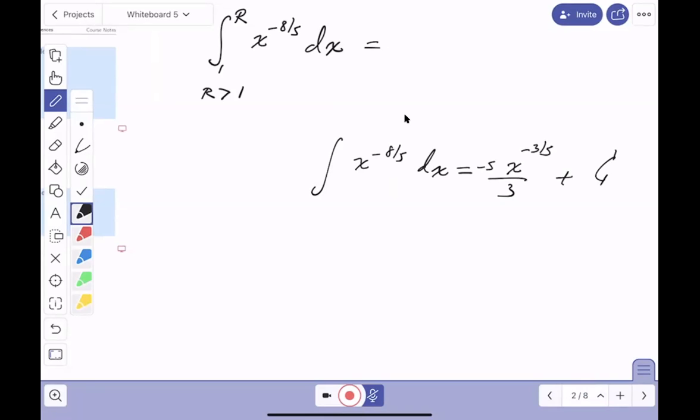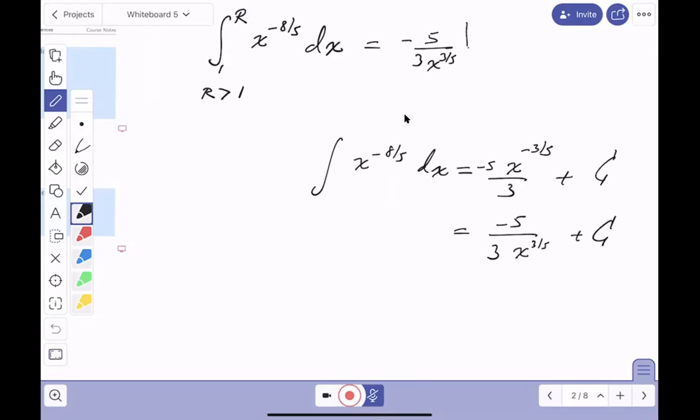Of course, I'm going to write it a little bit differently. I'm going to write it as minus 5 thirds x to the 3 fifths plus c. I'm going to go up here and write this down now. Now, what am I going to do? Well, I'm going to write the antiderivative down without the c. So what's this going to be? Minus 5 over 3 x to the 3 fifths.